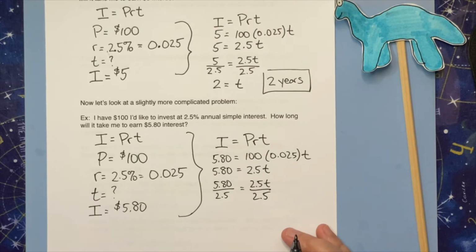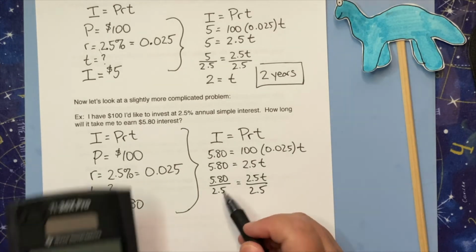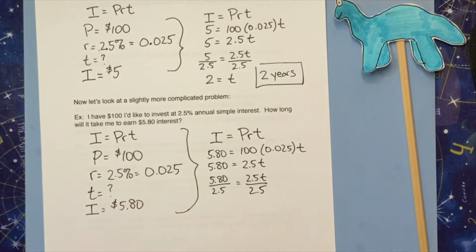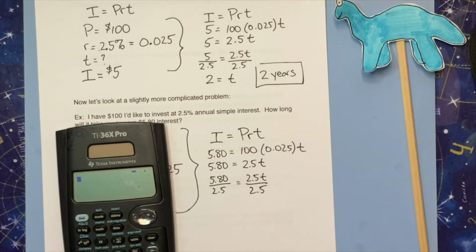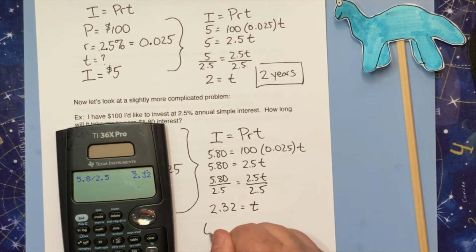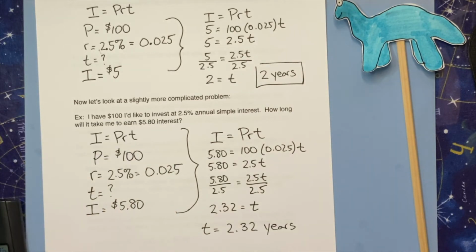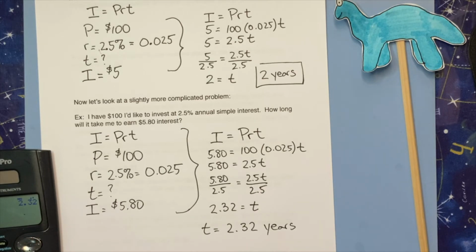And now is where things get exciting. I don't personally know what 5.8 over 2.5 is, so let me get my handy dandy calculator out. 5.8 divided by 2.5 equals 2.32. So in other words, T equals 2.32 years. Okay, that's lovely. That is an exact answer. That is absolutely true. But is it useful?